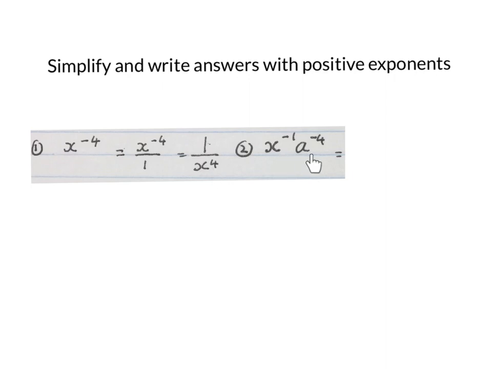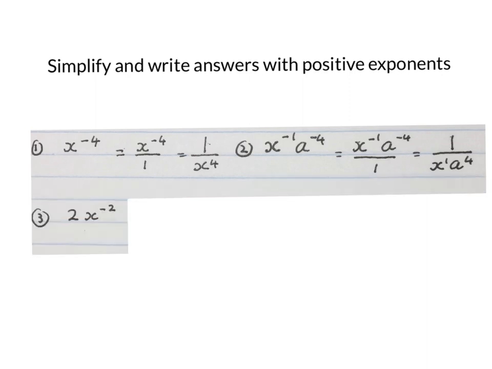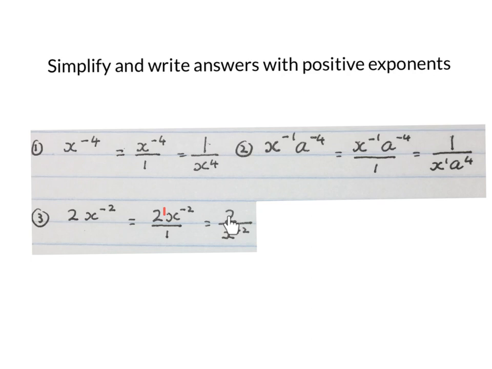Second one looks like this. It says simplify and write your answer with positive exponents. First we write everything as a fraction over 1, then we bring them both down and change their exponents to positive exponents. Here's the third one. Remember the 2 has its own little 1 in the air, so I put everything over 1 in this case. Keep the 2 at the top because it has a positive exponent and bring this x to the power of 2 down and make the exponent positive. Final answer: 2 over x squared.